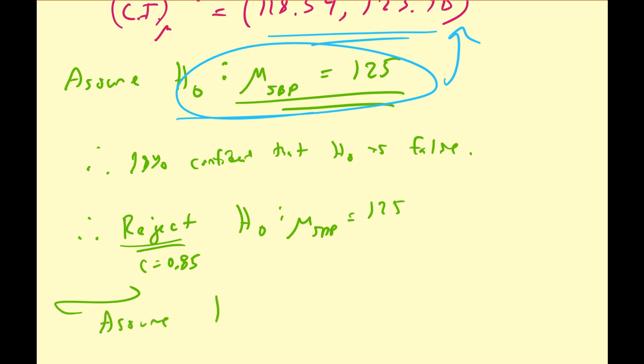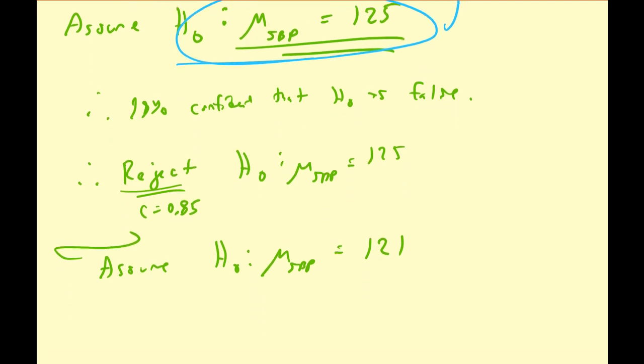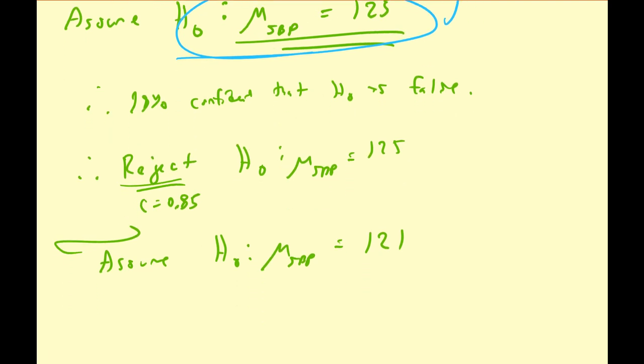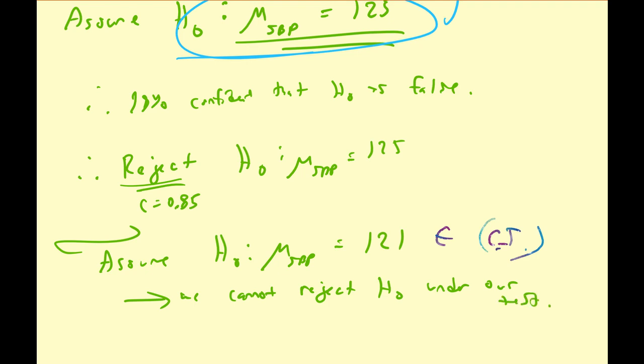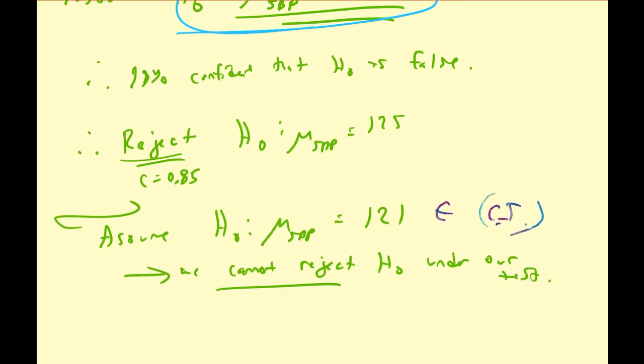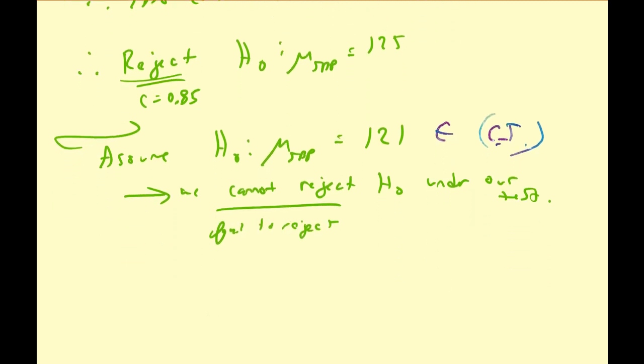Or let's assume that somebody else says that the null hypothesis is that the mean systolic blood pressure is equal to, say, 121 mmHg. So what does that mean? Well, this value belongs to our confidence interval. So we cannot necessarily reject the null hypothesis under our test. So if we cannot reject, and sometimes people call this a fail to reject conclusion, what does this mean? This does not mean accept.